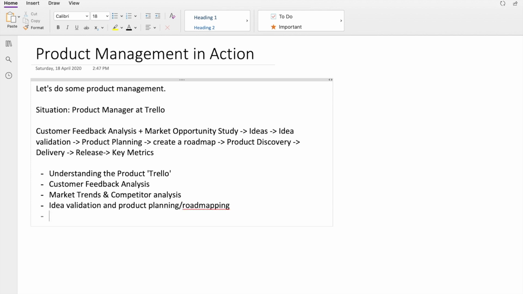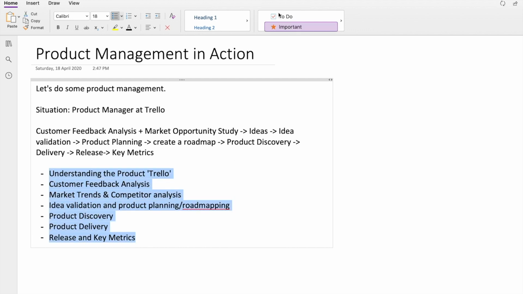Followed by this, we will do product discovery, then product delivery, and then we will discuss release and key metrics in our last session. So this is typically a brief session plan which we have, and as we proceed, we will tick each of these. Okay, so let's get started. In the next section, we will discuss Trello as a product.